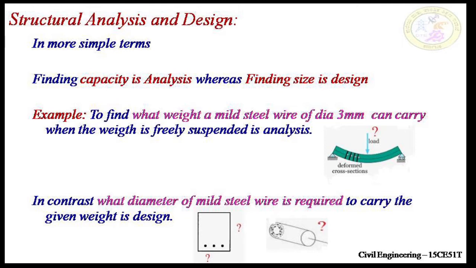For example, let us consider a mild steel wire of 3 mm diameter. To find out what weight a mild steel wire of 3 mm diameter can carry when the weight is freely suspended, this is an analysis. In contrast, what diameter of the mild steel wire is required to carry the given weight is the design.